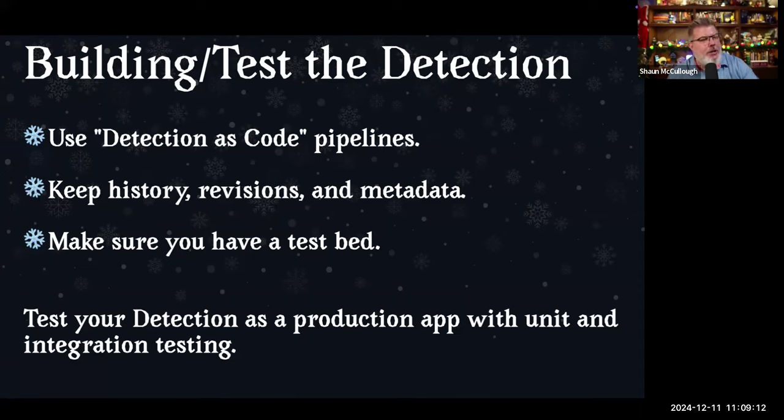The nice thing about detection as code pipelines is that I can check that into GitHub. I can do full history. I can see revisions. I can even add metadata, like this detection was written by Shaun and it's only used for these kind of services and it points to this MITRE ATT&CK technique or whatever it is. So you can add a lot of other stuff on top of just the analytic.